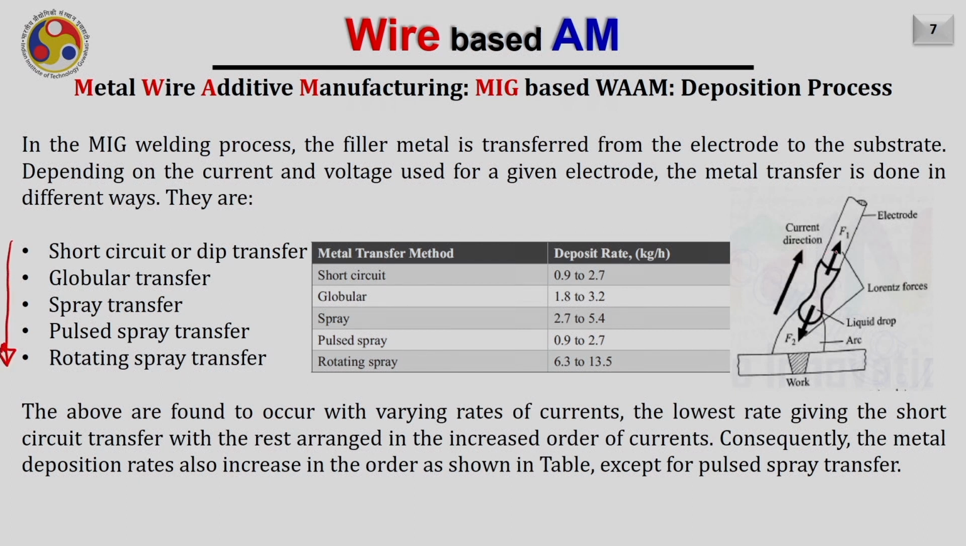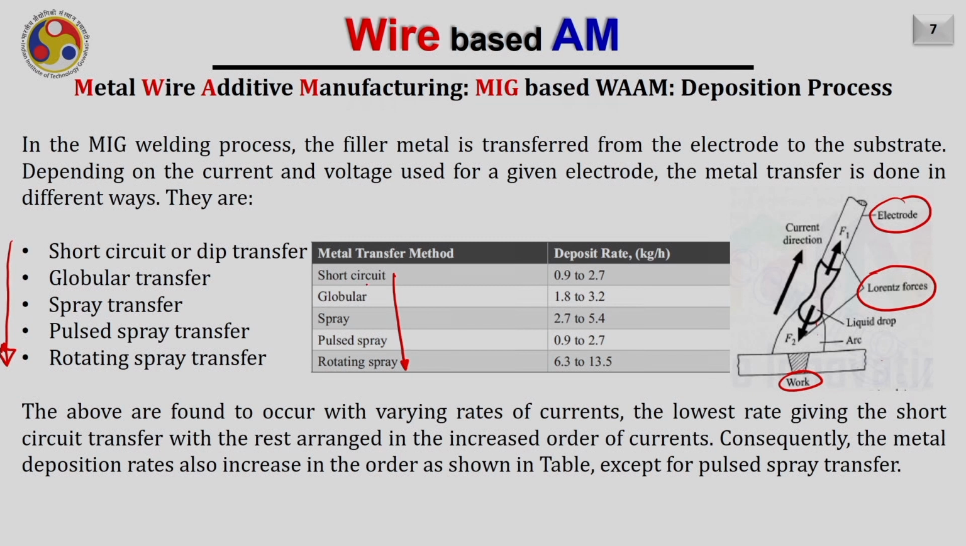So when the material is transferred from the electrode towards the substrate, mainly 2 forces work. One is the Lorentz force, and the other is the gravitational force acting due to the weight of the droplet formed. As I have already mentioned, these are the 5 possibilities of metal transfer in the case of MIG welding. There could be a few more, but those are the most popular ones.